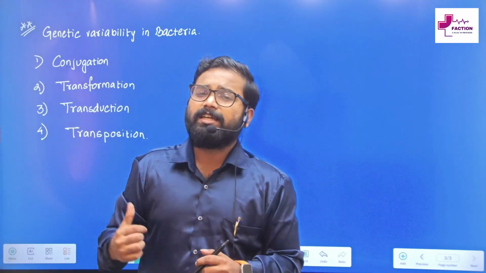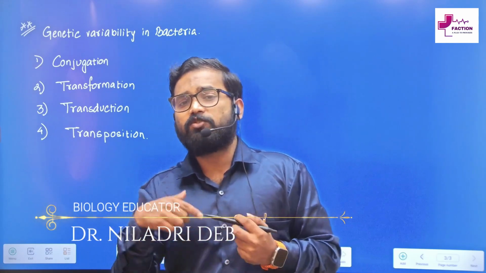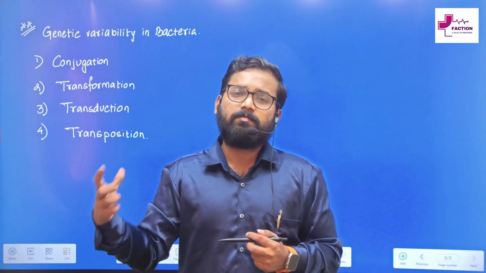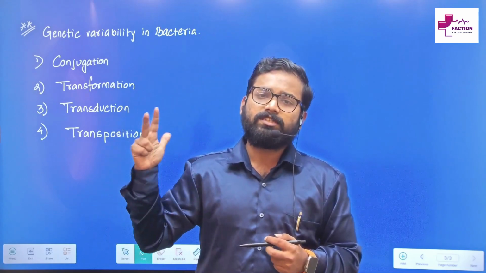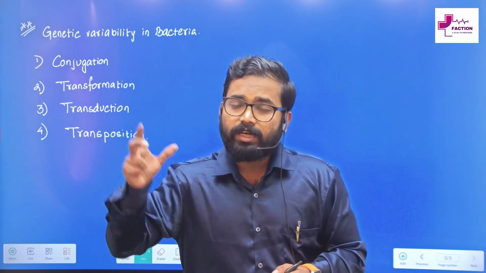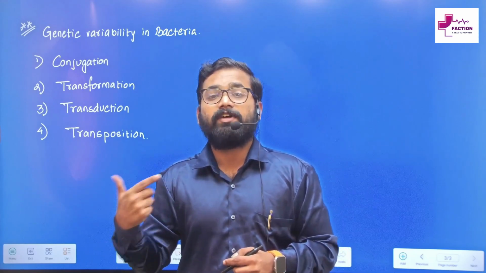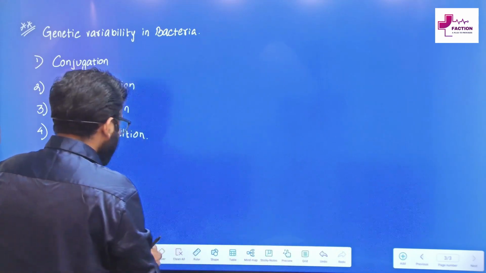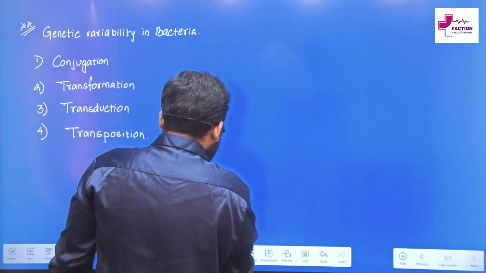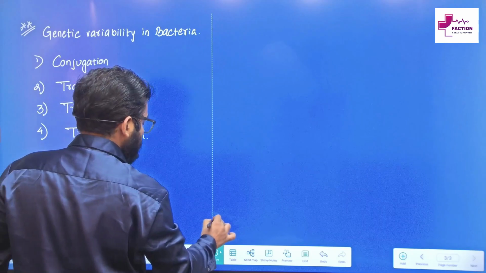We are not studying regarding sexual reproduction in bacteria. If the question says sexual reproduction in bacteria takes place by, this could be either of the first 3 processes, that is conjugation, transformation, or transduction. We are talking about genetic variability, how bacteria can show any sort of genetic variability. So there are 4 processes. I am discussing this process, that is transposition.